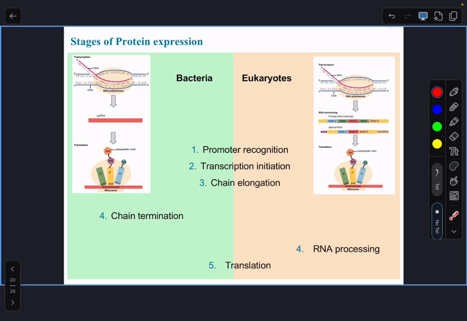So much so that most bacteria will do these two things simultaneously. As long as enough of an mRNA molecule showed up in the cytoplasm of a bacterium, the bacterium would start translating it in a process that we call co-transcriptional translation. It's translation that is happening at the same time as transcription. Okay?